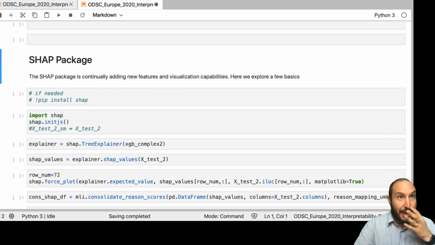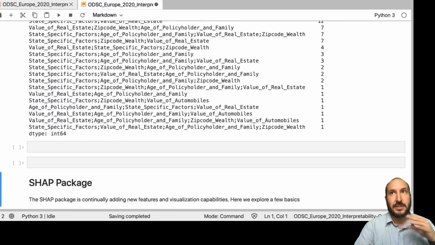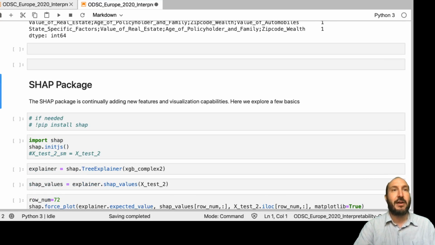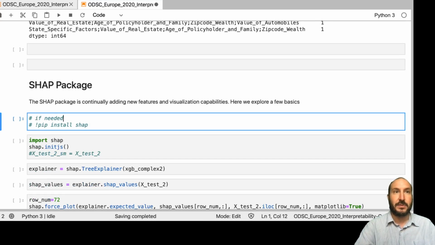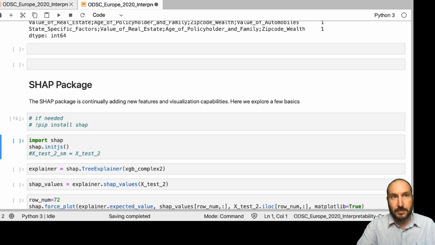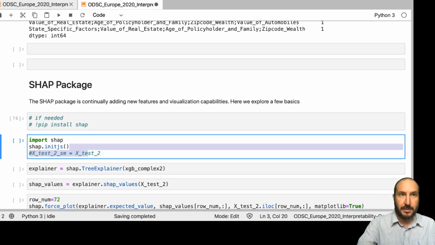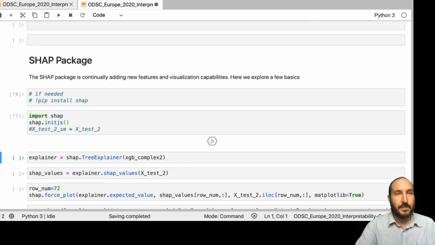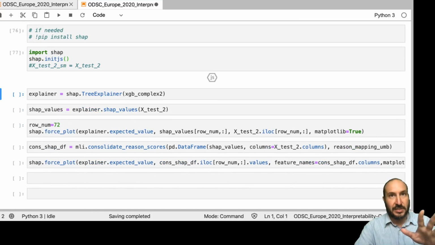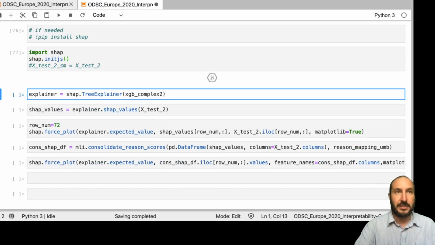Now let me go into the SHAP package. The stuff I just showed you before was before the SHAP package was really built out. And now that they've built it out, they have some cool functionality, which helps. So if you need to install the SHAP package, if you don't have it already, and hopefully this works. There's a JavaScript thing here that may or may not work on individual machines.